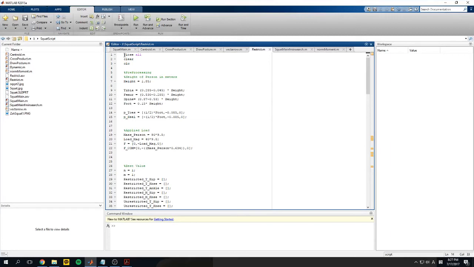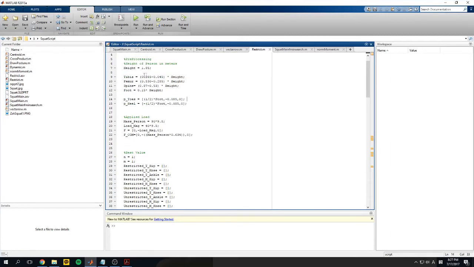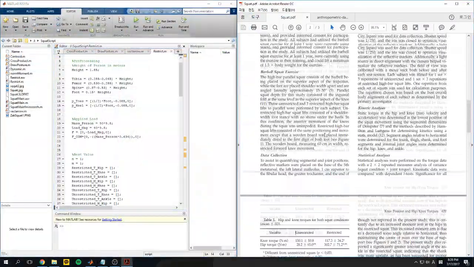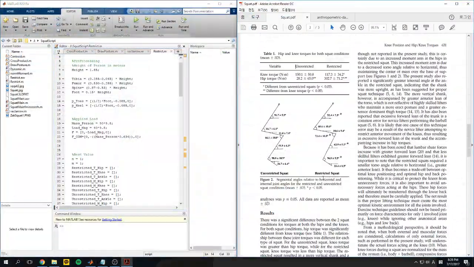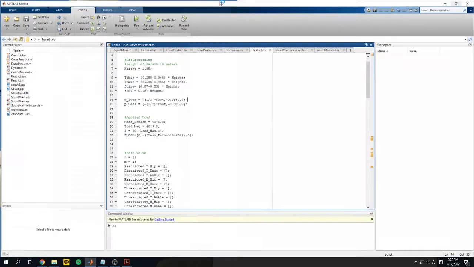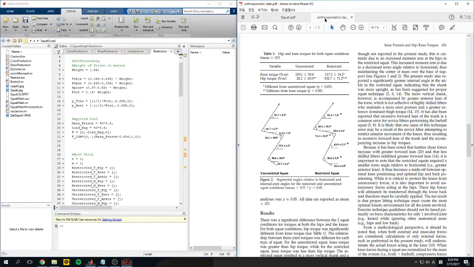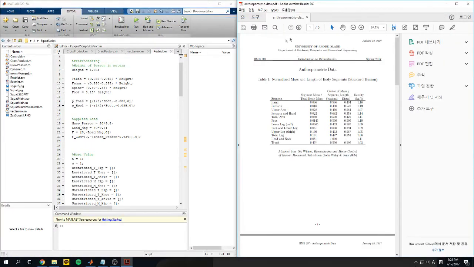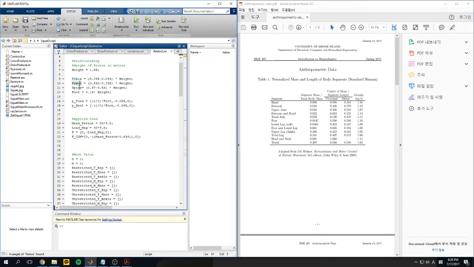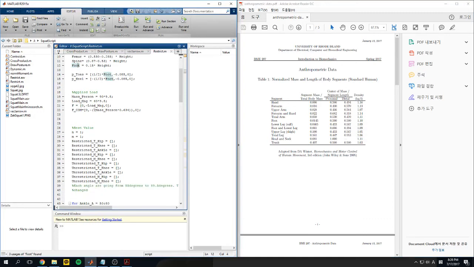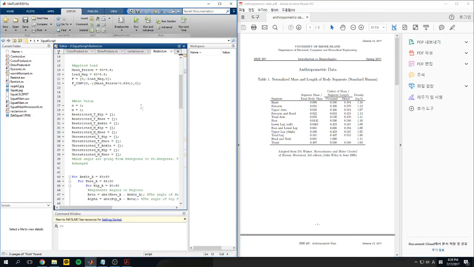So we have a very similar code as before, except in order to generalize things, because unfortunately this paper did not provide any dimensions for the subject whatsoever, or the mass. So therefore we had to keep it very general. Tibia was now calculated using these kind of relationships, which we found on this paper called Anthropometric Data, which is from University of Rhode Island. And using these values, we calculated the new values of tibia, femur, spine, and foot dimensions. And the applied load was kept the same.